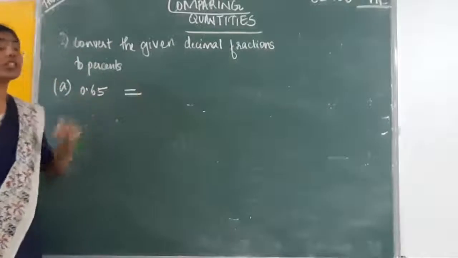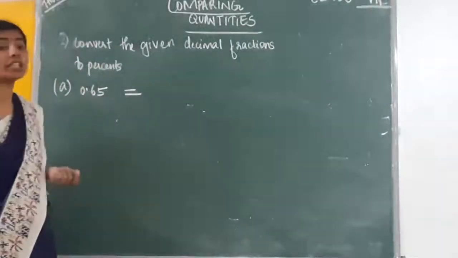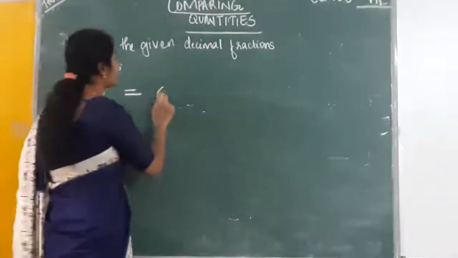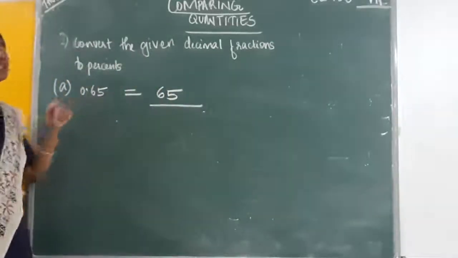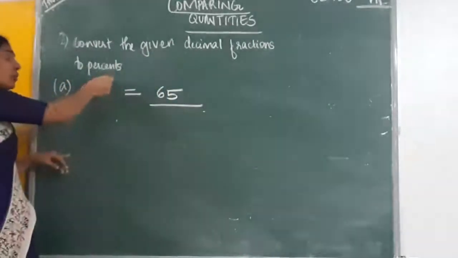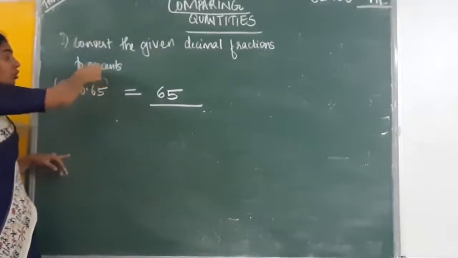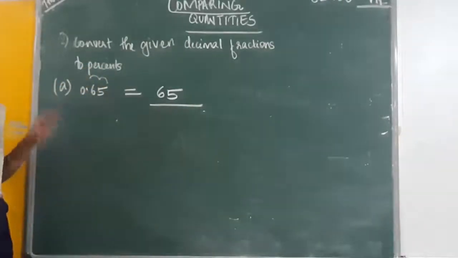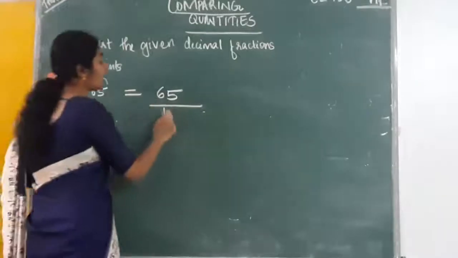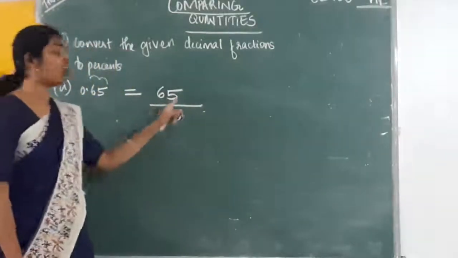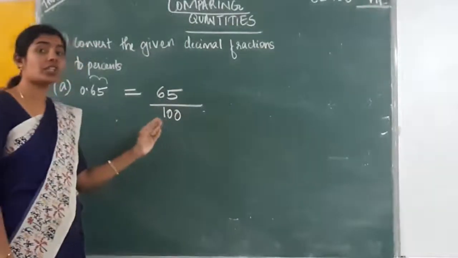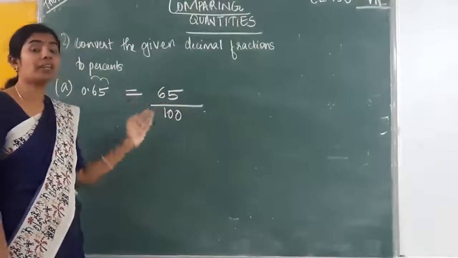Now, how will you convert it into percentage? Which number have they given? 65. Write it down as the numerator. See, after how many places is the decimal point given? Count from the right. 1, 2. After how many places? 2 places. Which number should you give here? 100. So what will you get? 65 by 100. So you are getting the fraction 65 by 100.